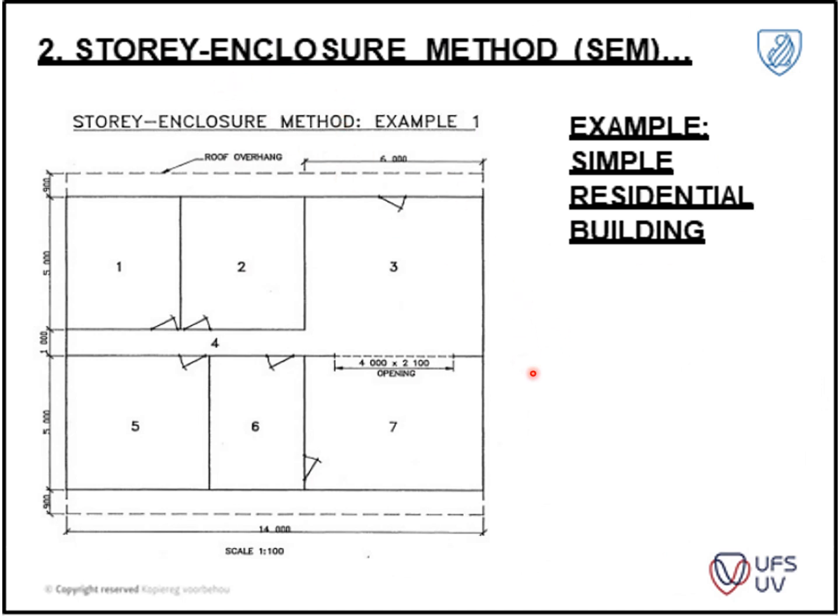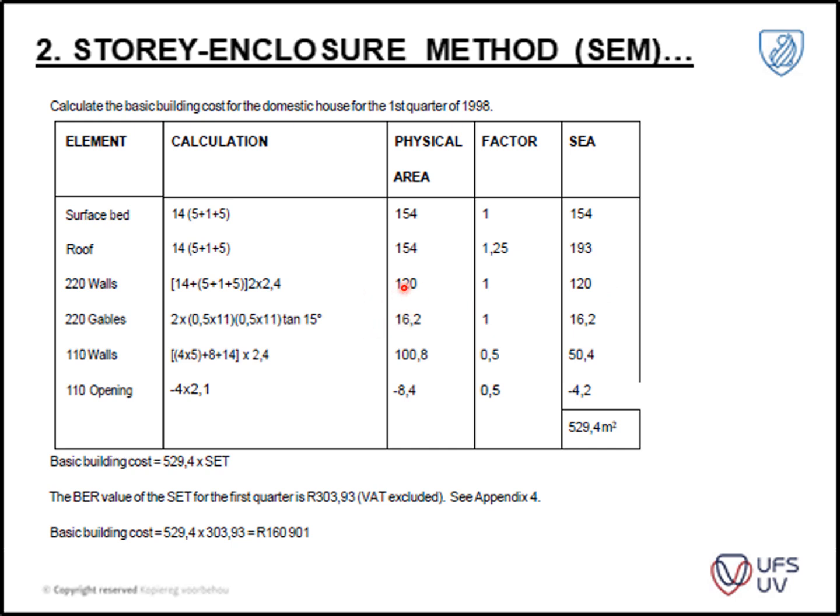So our store enclosure method, for a residential building: you can see we've got 7 rooms basically for this building, a very basic line drawing that we're considering. You break your building up into different elements. So you will have your surface bed, your roof, your 220mm walls, your gables, 110mm walls, and any openings that you want to deduct.